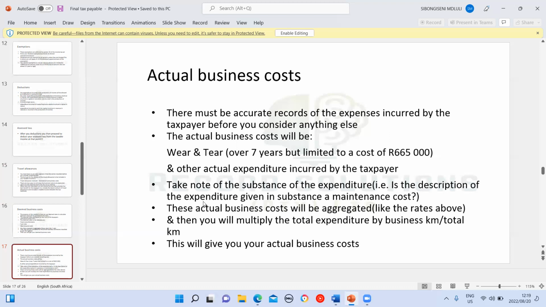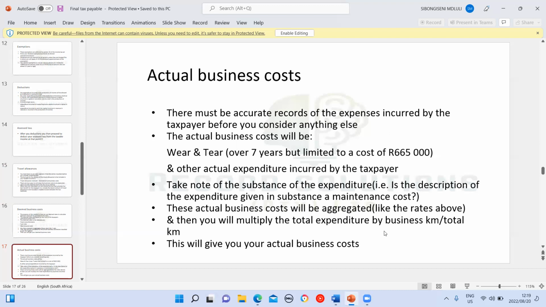Now, these actual business costs will be aggregated like the rates above. Remember, I told you about the similarities between the two. Just knowing the similarities between the two can help you remember it easier. And then you'll multiply the total expenditure, which is the actual business cost, by the business kilometers divided by the total kilometers.